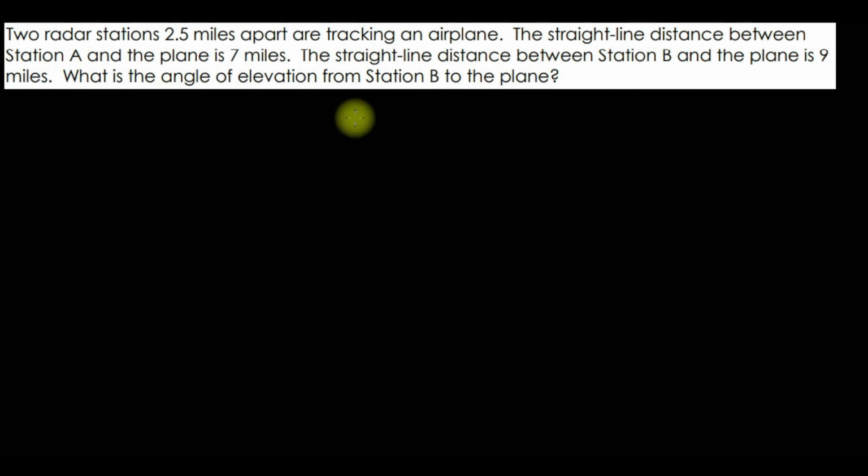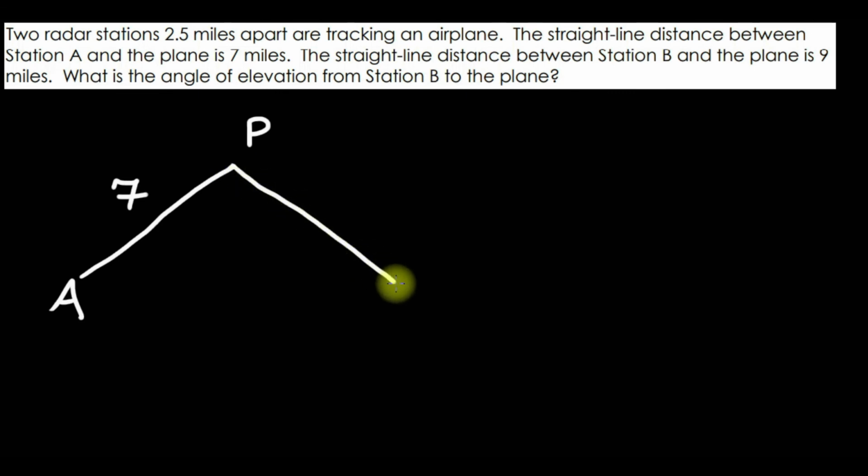So the straight line distance between station A and the plane is 7 miles. So here you have the straight line distance, station A and the plane. Okay, so that is going to be 7. And then the straight line distance between station B and the plane. So the plane to station B is going to be 9.